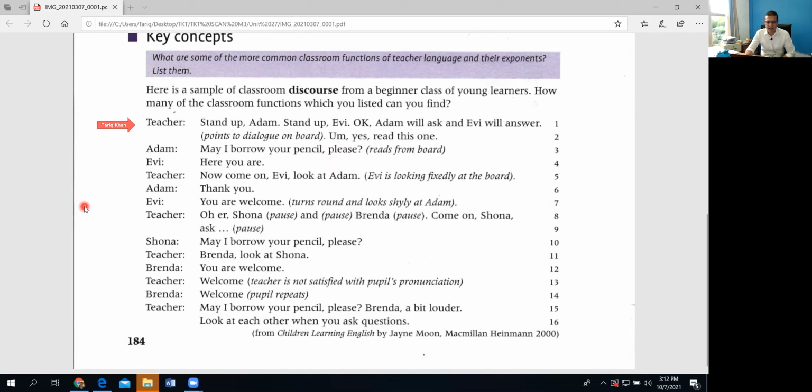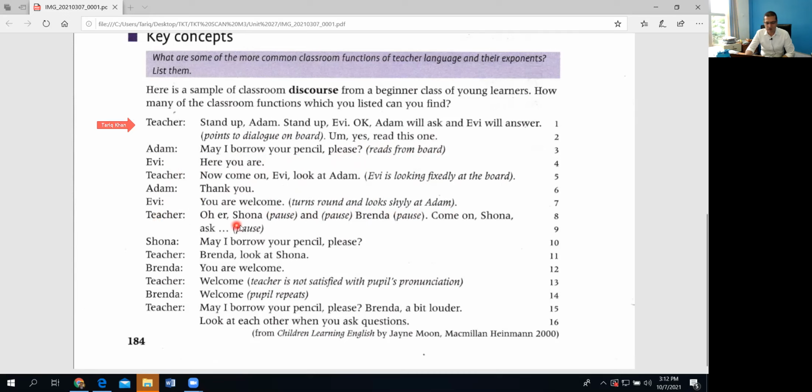Teacher says, stand up, Adam, stand up, Eve. Adam will ask and Eve will answer. Points to dialogue on board. Yes, read these. Adam, may I borrow your pencil, please? Reads from the board. Eve, here you are. Teacher: Now come on, Eve, look at Adam. Eve is looking fixedly at the board. Adam, thank you. Eve, you are welcome. Turns around and looks shyly at Adam.